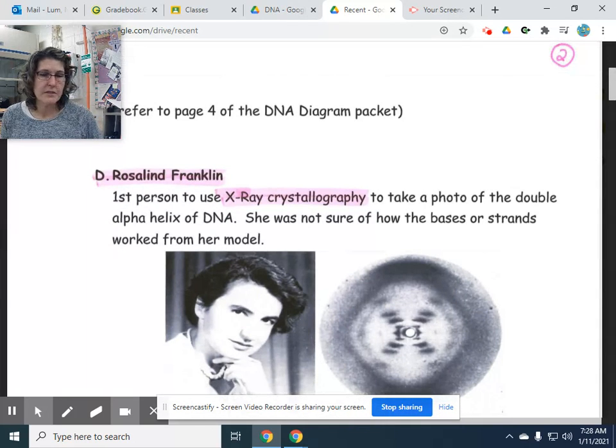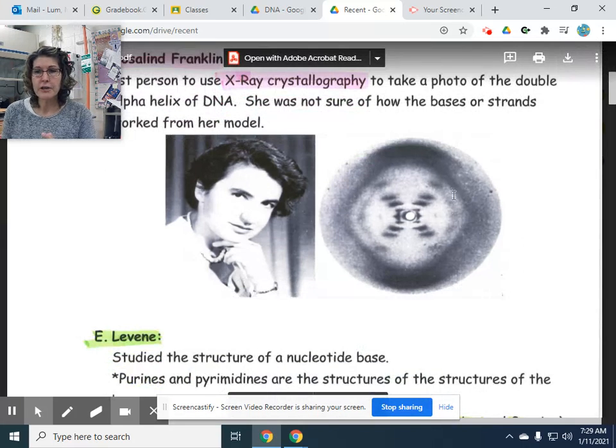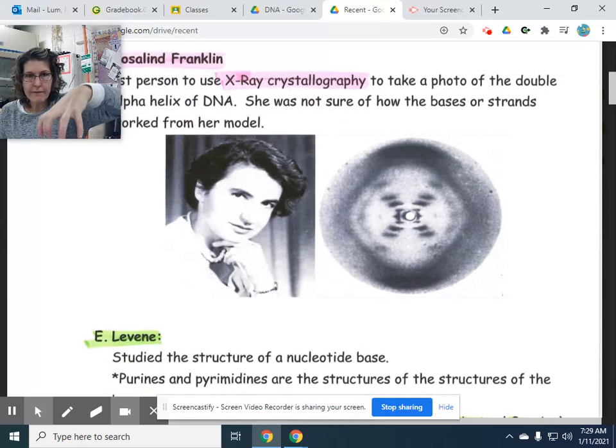The reason she's one of my favorites is because she's one of the first females within science that we really talk about within biology. She's the first person to actually use something called X-ray crystallography. She takes a photo of the double alpha helix of DNA, and this is her famous photo here. She's looking at it from the top, taking this X-ray crystallography of it, and she could say that it is this double alpha helix. At this point we have this genetic material and we kind of know what it's made up of, but we really don't know what it looks like. Once we figure out the structure, then we can really start asking how it comes together.